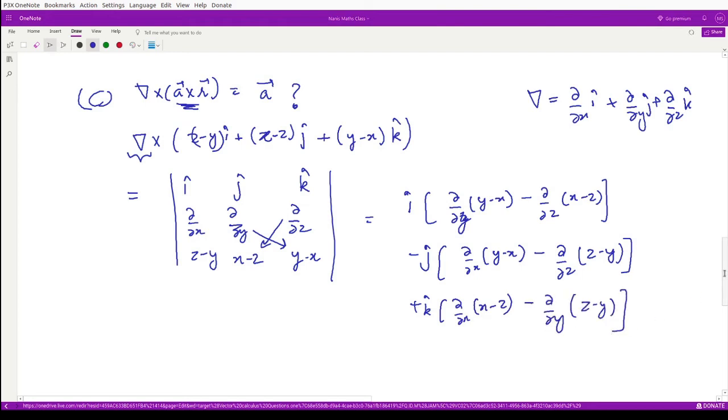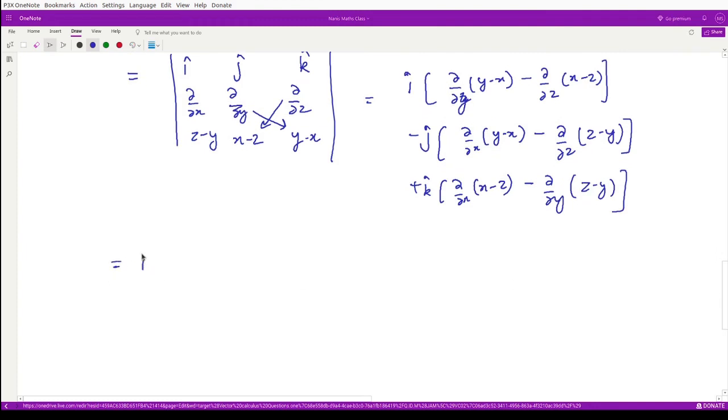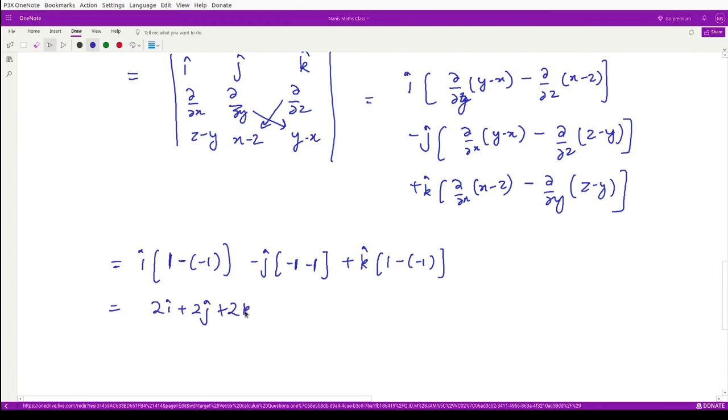So let's solve this. So when you solve this, you have i cap, here it is 1 minus of minus 1. Then minus j cap, it is minus 1 minus 1, right? And plus k cap, it is 1 minus minus 1. So basically you have 2 i cap plus 2 j cap plus 2 k cap. Or you can write this to be 2 times i cap plus j cap plus k cap. And what is this? This is your vector A. So you obtain 2 times your vector A.